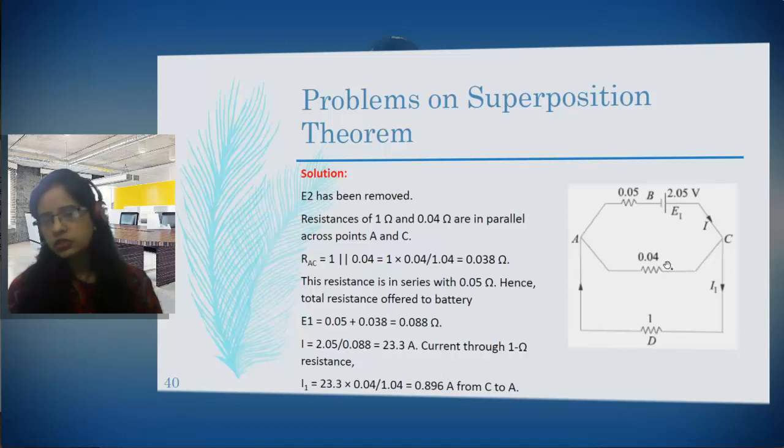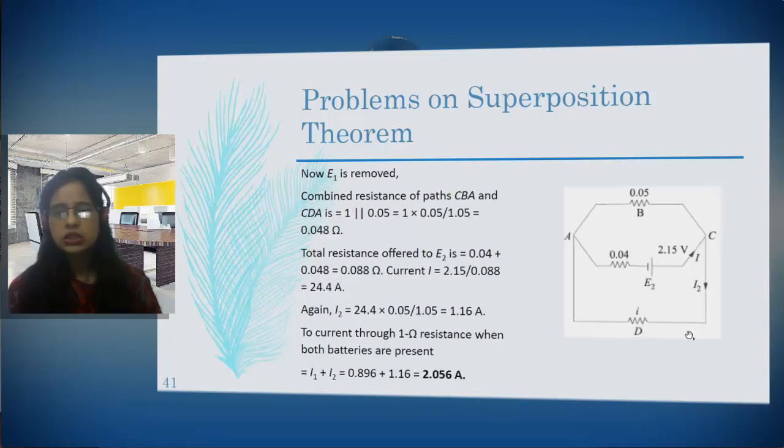into opposite resistance. So in these two, opposite is 0.04, right? So 23.3 into 0.04 divided by total 1.04, okay. So this is giving us this much ampere. Now see here, now again this voltage source E1 is removed and E2 is retained.